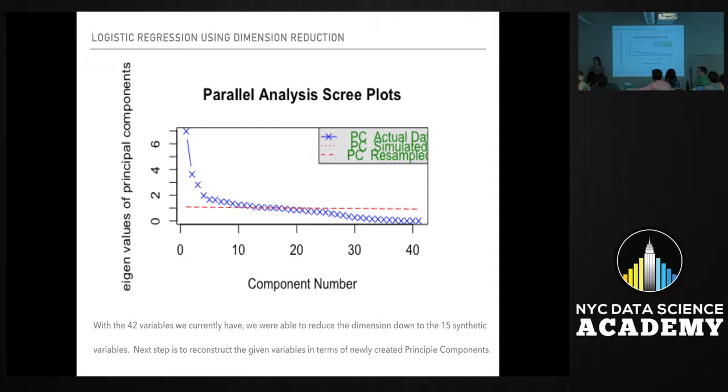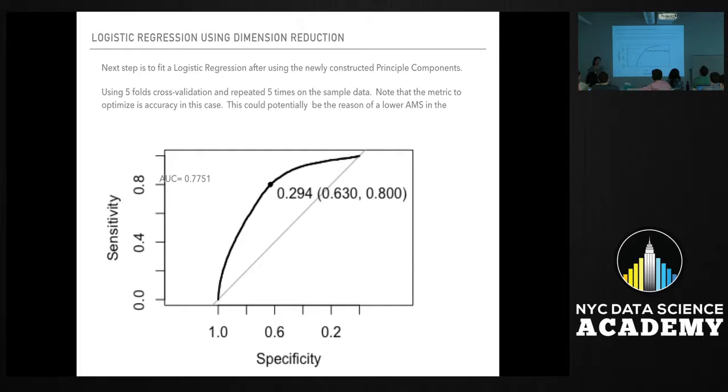Yes, so I moved forward with 15. I recreated the 15 synthetic variables from the 42 variables we have now. So I end up with 15 synthetic variables, and then I did logistic regression with five-fold cross-validation repeated 5 times. And the AUC is 77.5% on the training data, which is an 80-20 split on the entire training data set.